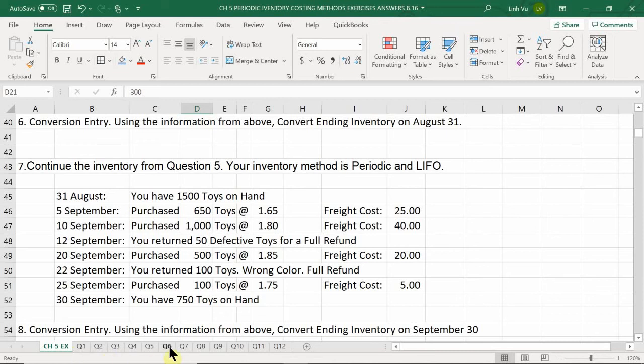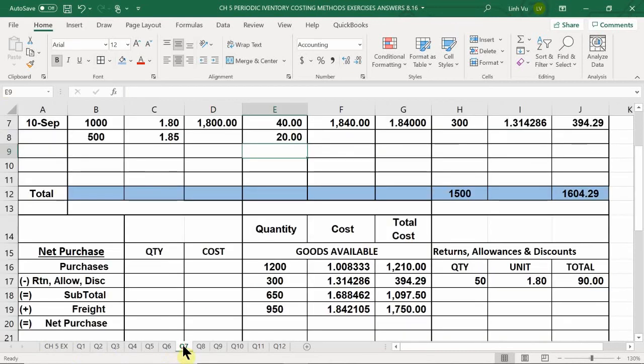Okay. So what is my purchase price here? $925. Okay. Plus $20 freight. $945. Okay, giving me a cost per item to be $1.89. Okay.